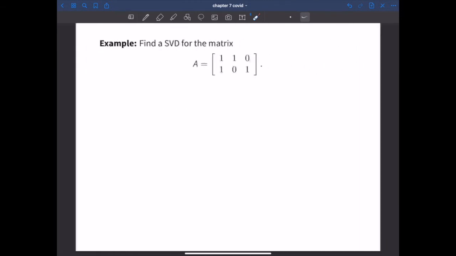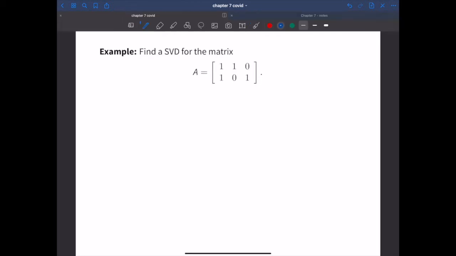All right, so let's do an example here. Let's find a singular value decomposition of this matrix here. So remember, what this means is we want to take the matrix A and we want to split it up into 3 pieces: U sigma times V transpose, where the matrices U, sigma, and V have the properties that I described on the previous slide. So the first step is to find the singular values of the matrix A.